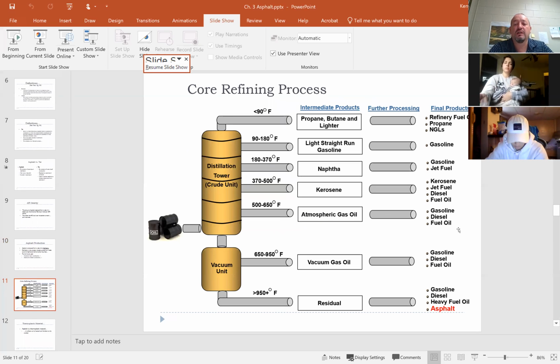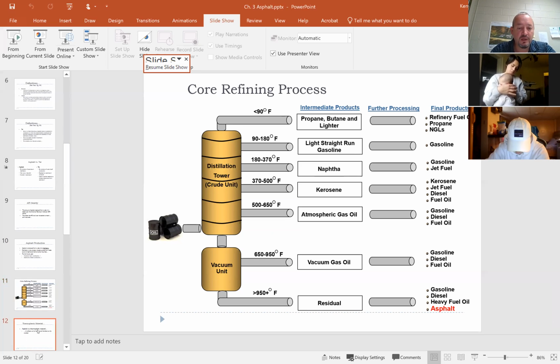So here's a really good slide. It's similar to the one that I showed you earlier with a barrel of oil, but this one has more detail. You can see over on the right side here, I don't know if you can see my cursor, that asphalt is by far the heaviest. And as you work your way up, you can see gasoline is on the top of all those different intermediate products, and the different temperatures that it might take to get to the final product.